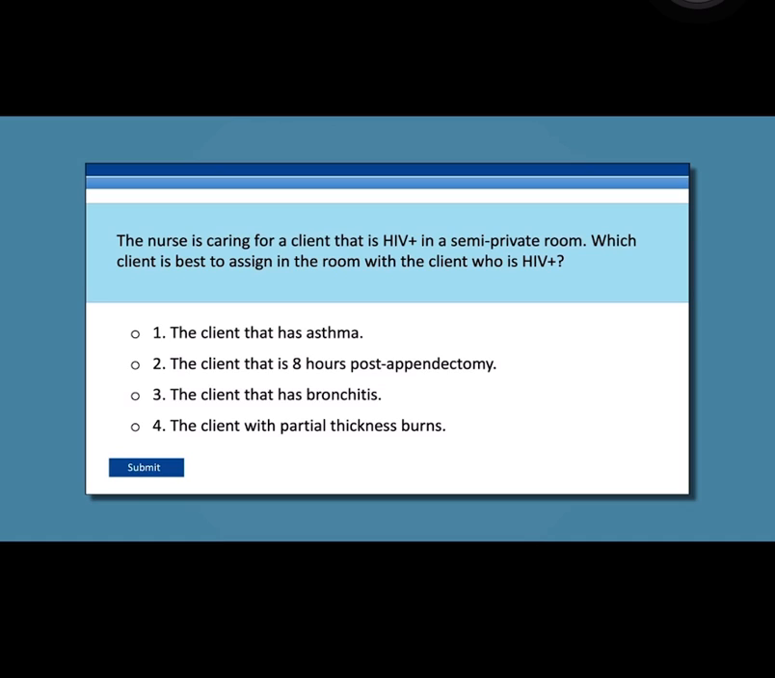That's right. The answer is number 1, asthma, because that's the only one that's not infectious, right? Bronchitis can be bacterial or viral, right? And you would never put a fresh incision in a room with somebody that's HIV positive or immunosuppressed, now would you? No, cross-contamination could occur.